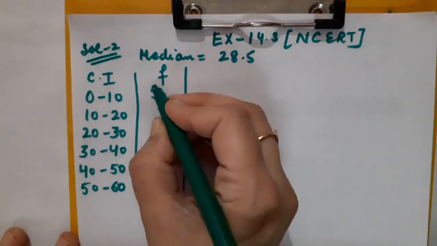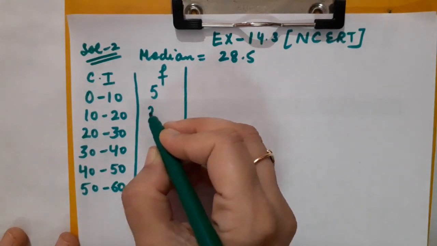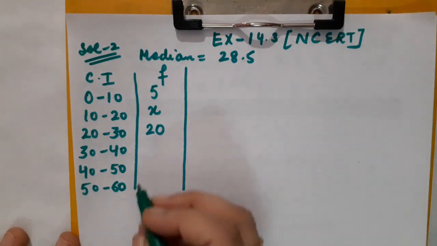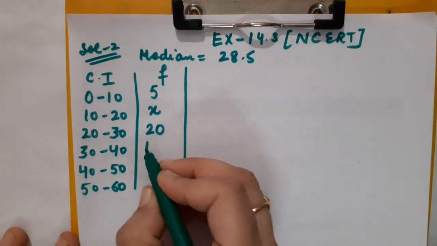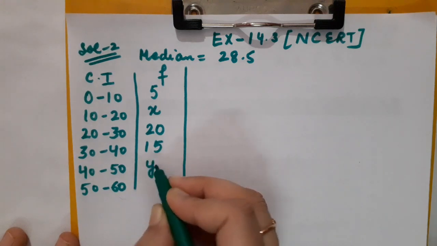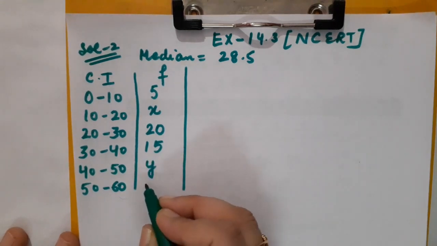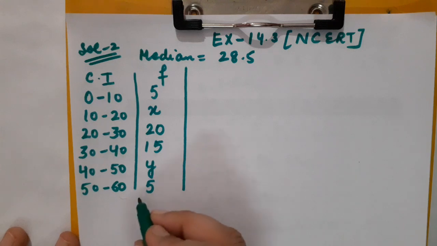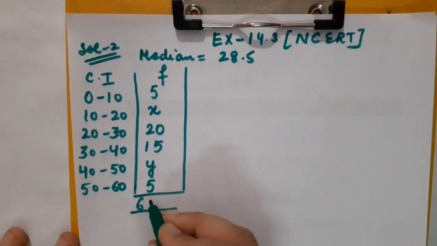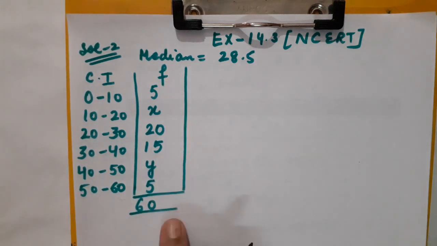That is 5, x, 20, 15, y and 5. And its total is given to us, that is 60, meaning the sum of all the frequencies is equal to 60.